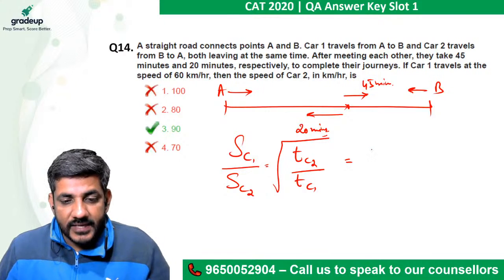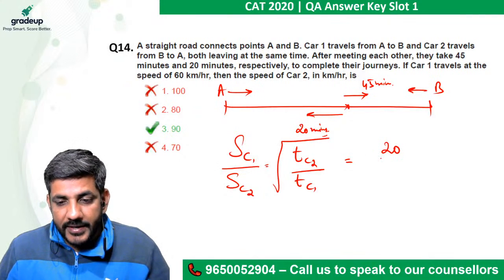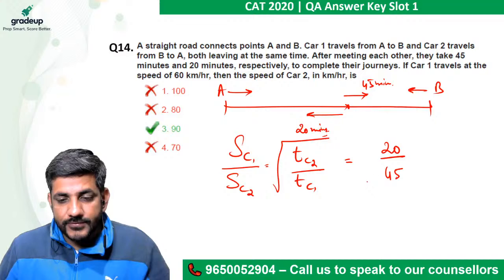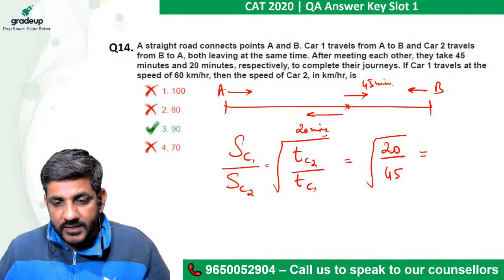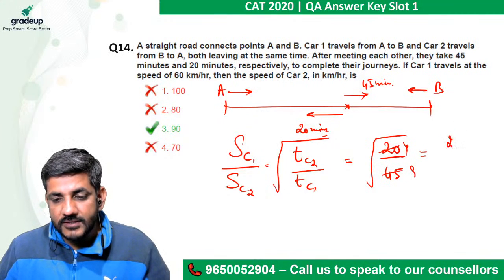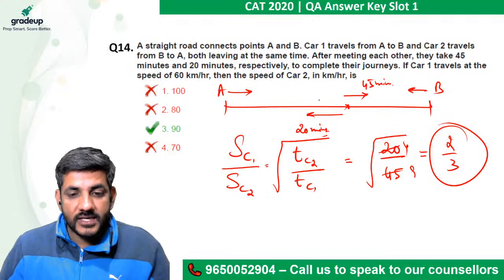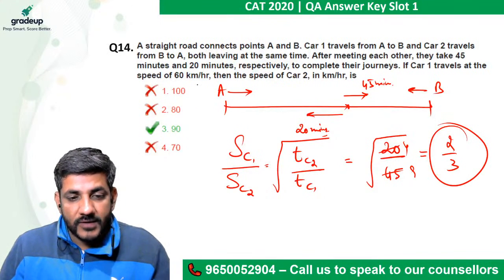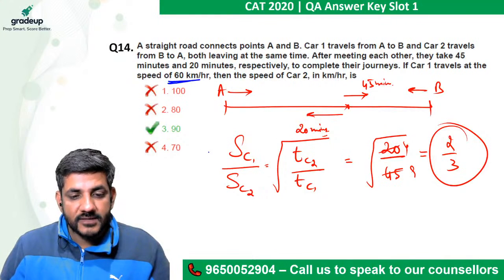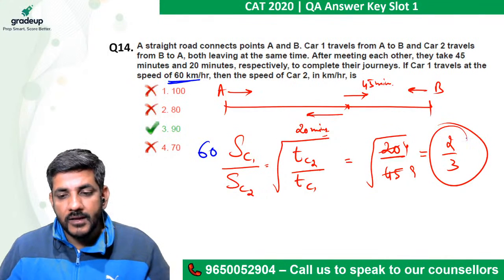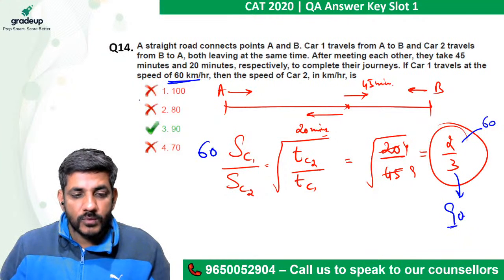So here the time taken by car 2 is 20, the time taken by car 1 is 45. So the ratio of their speeds will come to the square root of 4/9, that is 2:3. And what is given to us? Find the speed of car 2 if car 1's speed is given as 60. So this 60 is given. So if 2 parts are equal to 60, then 3 parts will be equal to 90.